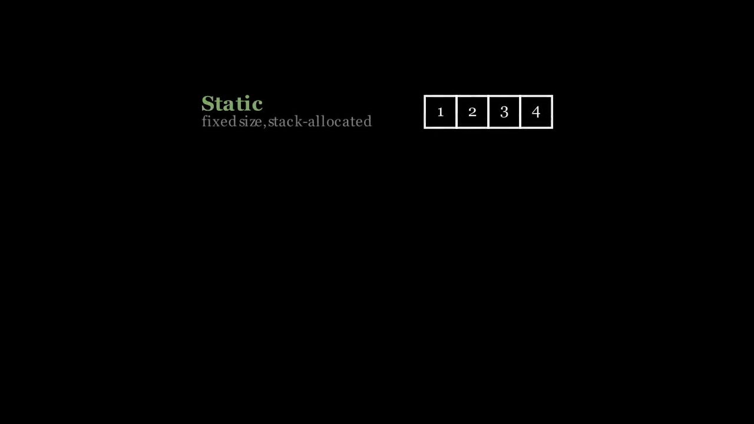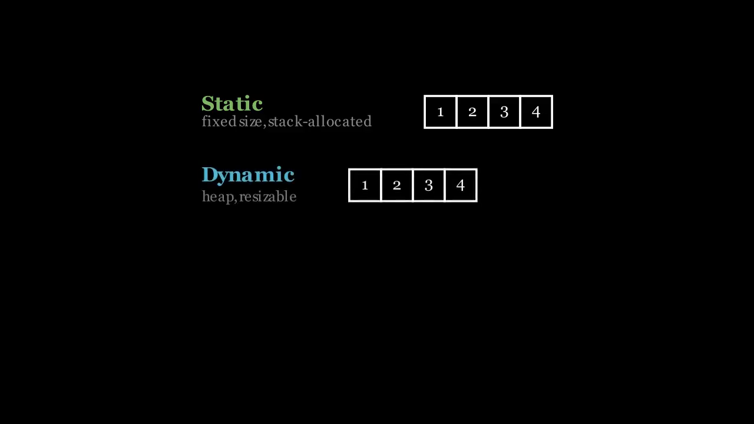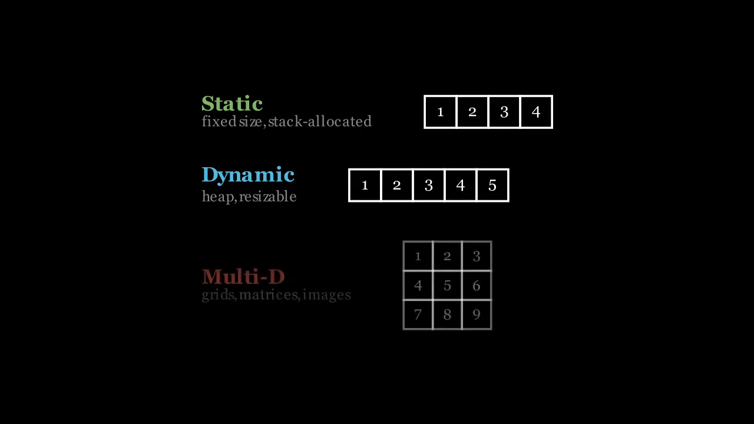Not all arrays are the same. Static arrays have a fixed size set at compile time and usually live on the stack, they're fast but inflexible. Dynamic arrays live on the heap and can grow as you add elements, like vectors in C++ or lists in Python. And multi-dimensional arrays let you represent grids, matrices, or even higher dimensional data. Think of an image as a 2D array of pixels.